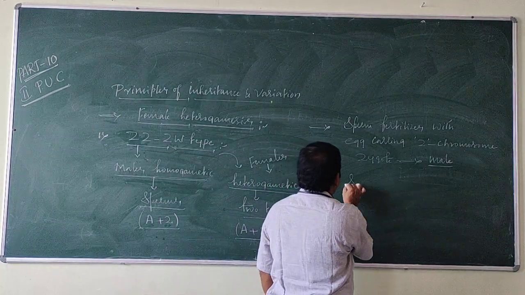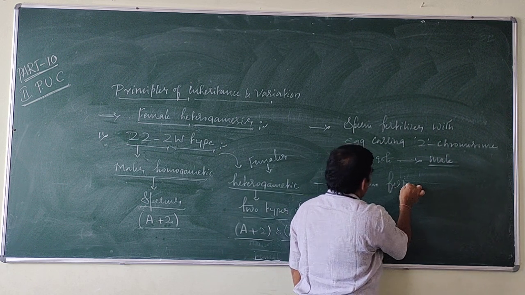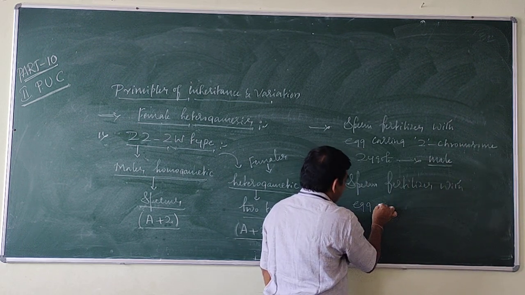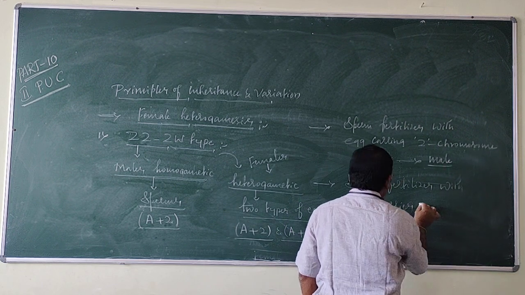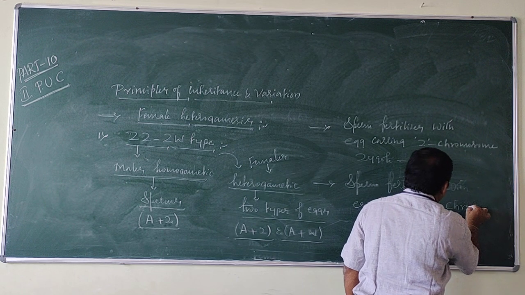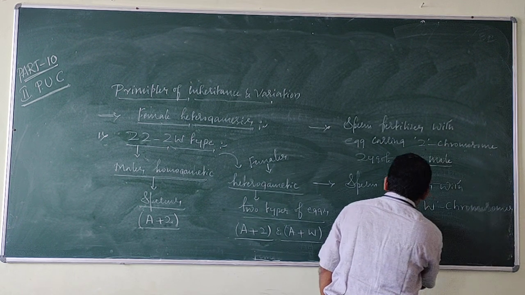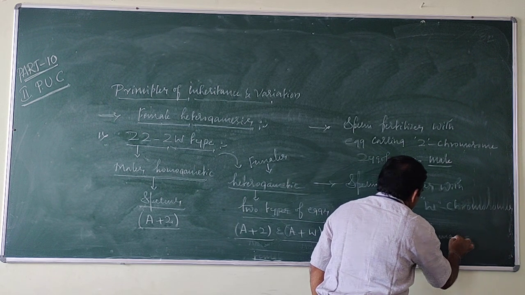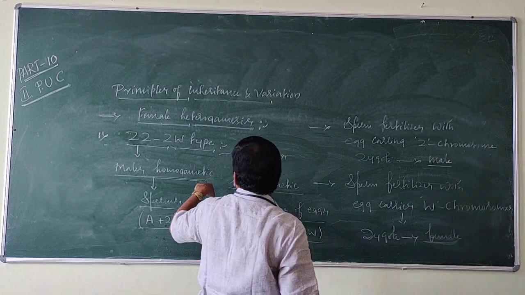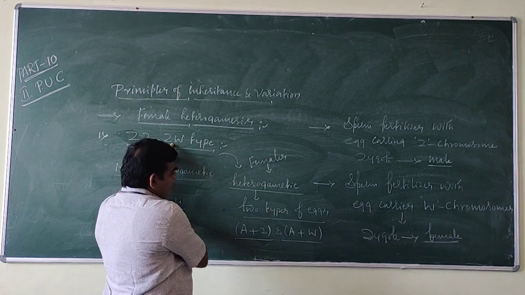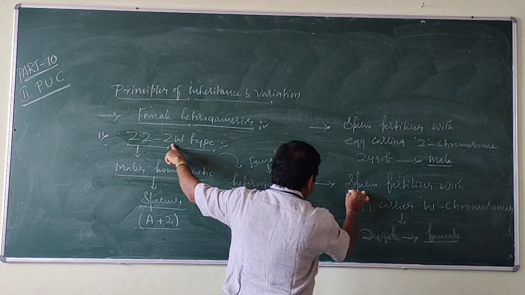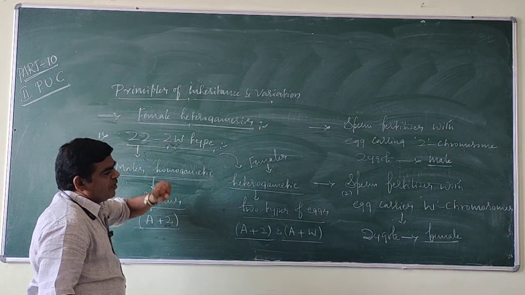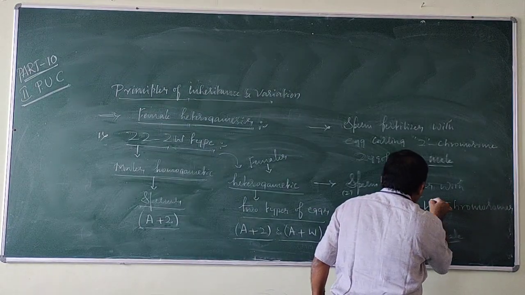Suppose the sperm fertilizes with an egg that carries the W chromosome. The zygote develops into a female. So the sperm carries Z, the egg carries W, ZW. The zygote will develop into a female.